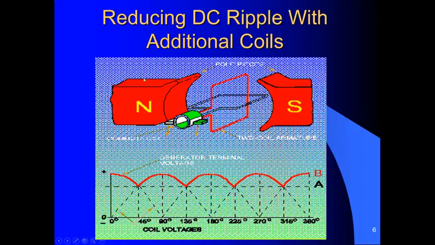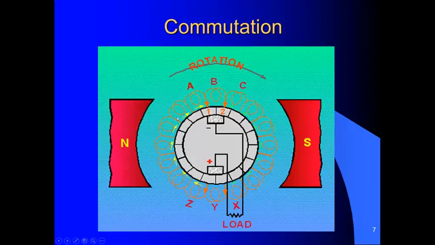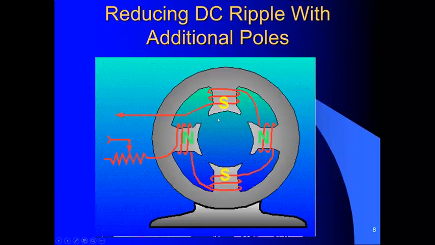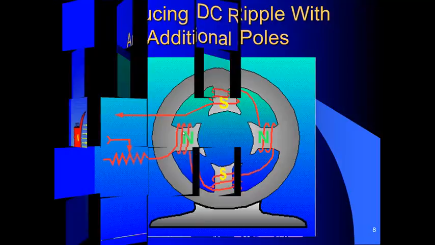One of the ways that we reduce the DC ripple is by adding in additional coils. Then it doesn't get a chance to go all the way back down to 0 before it continues back up. Multiple coils in a system create a much smoother waveform. The other thing we can do is add additional poles. So in combination, by adding additional poles and adding additional windings, we can make a reasonably smooth line, although we never get it completely smooth.